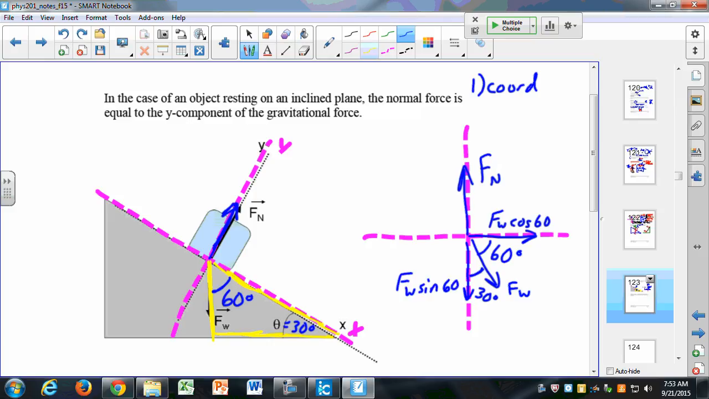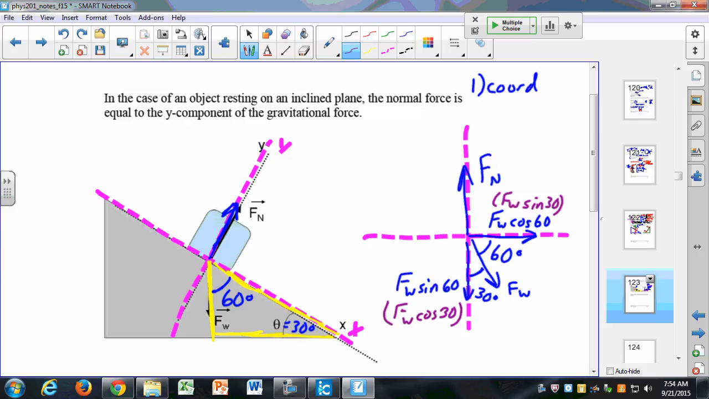But notice that it would be just as correct for me to say Fw sine of 30 and Fw cosine of 30. Both of those are true because the sine of 60 is equal to the cosine of 30 and the cosine of 60 is equal to the sine of 30. Okay? Just be careful of that because students sometimes make mistakes with their angles and finding their x and y components.